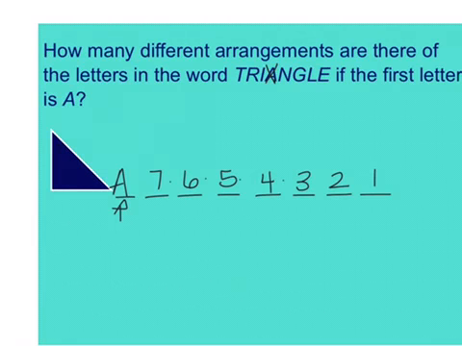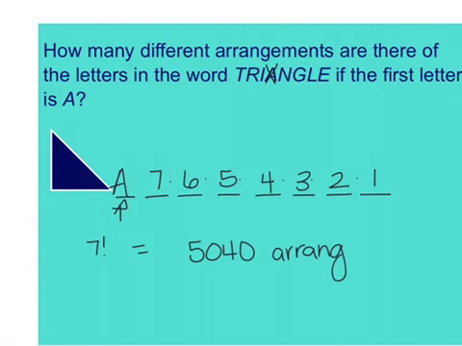Multiply those out. So this is pretty much looking like a 7 factorial situation. So see if you can find that button again and see if you can get an answer without having to type all that out. When I did it, I got 5,040 different arrangements.